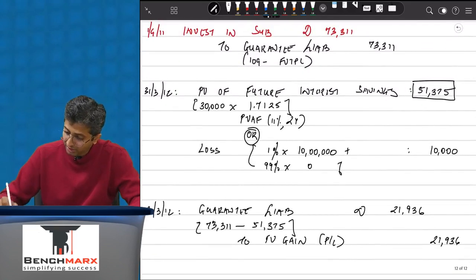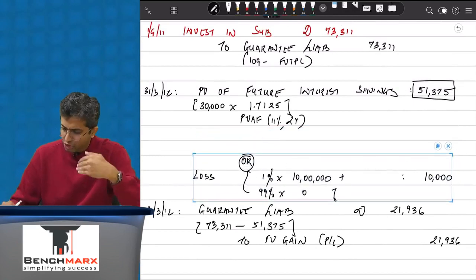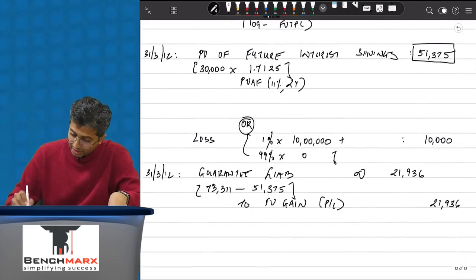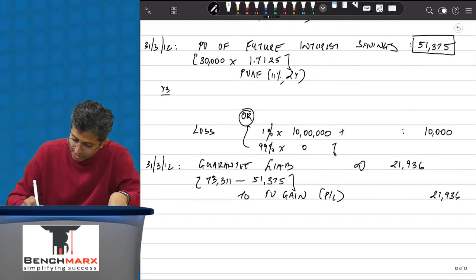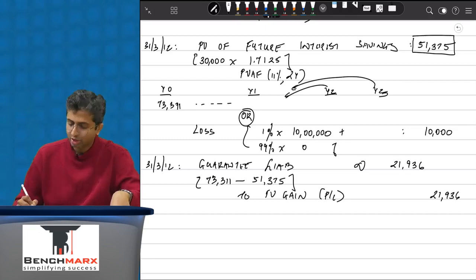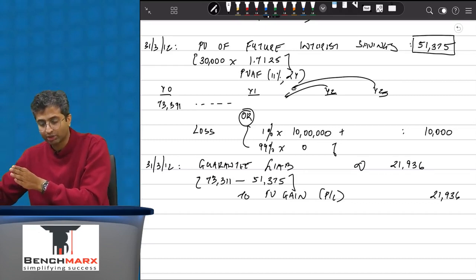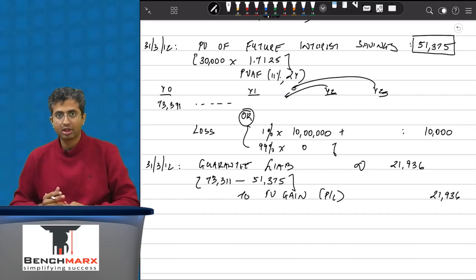Sir, is there any other way in which you can get this answer? Yes, you can prepare an amortization table. So what you're doing over here is either 73,311, which is at year 0, you take it to year 1, or the values at year 2 and 3, you bring it back to year 1. So what we have done is we have taken the future interest savings of 30,000 and taken it back to year 1.